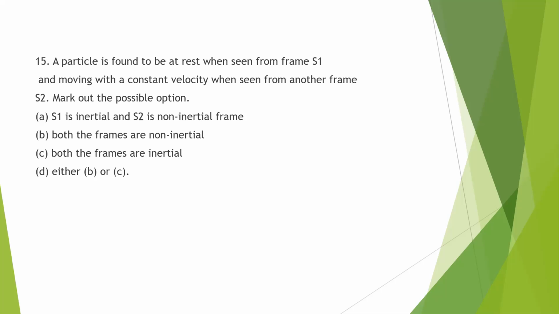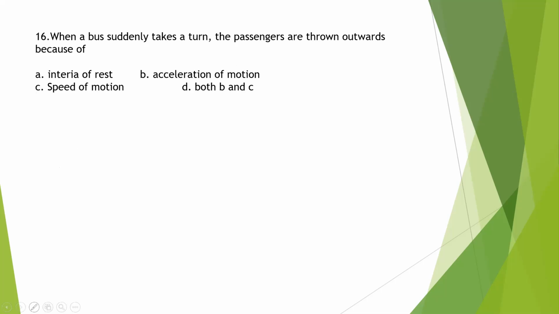So what they are saying, a particle is found to be at rest when seen from frame S1 and moving with a constant velocity when seen from another frame S2. So which is possible here? We can say that either both frames are inertial or both are non-inertial. That is, either B or C, correct. Option D is the correct option. Next question.